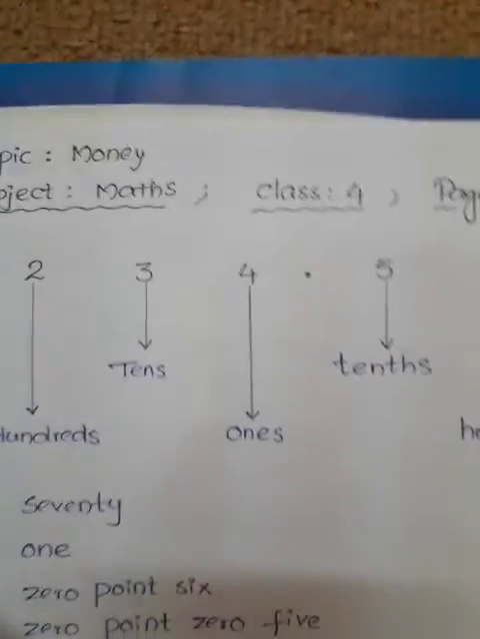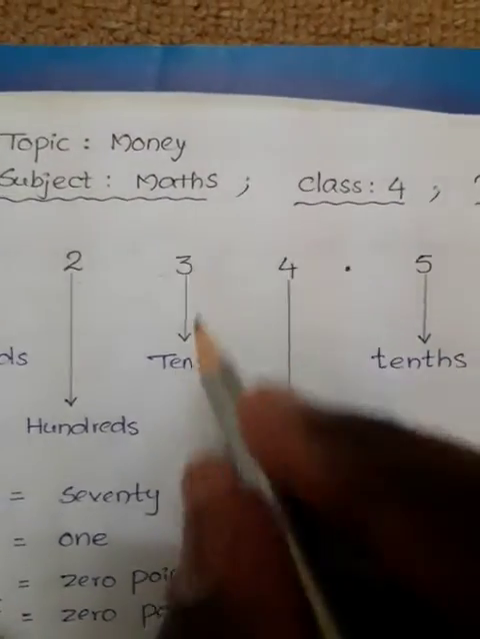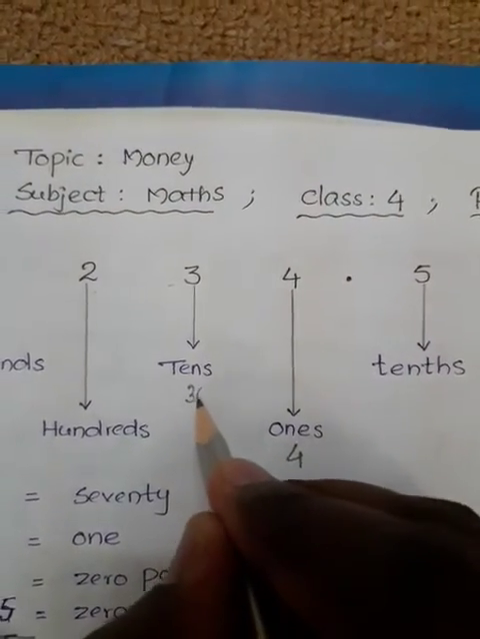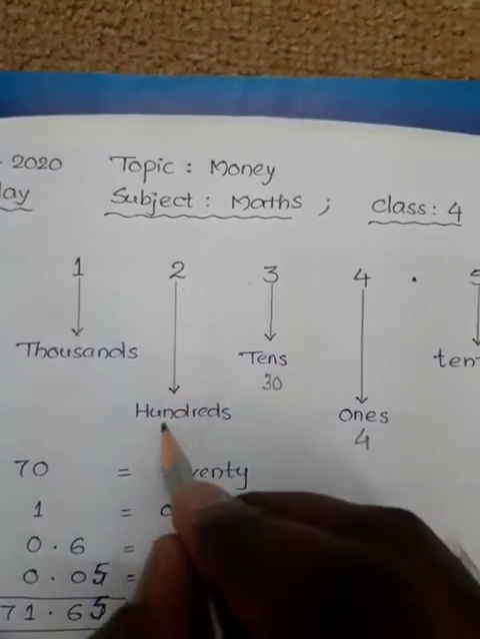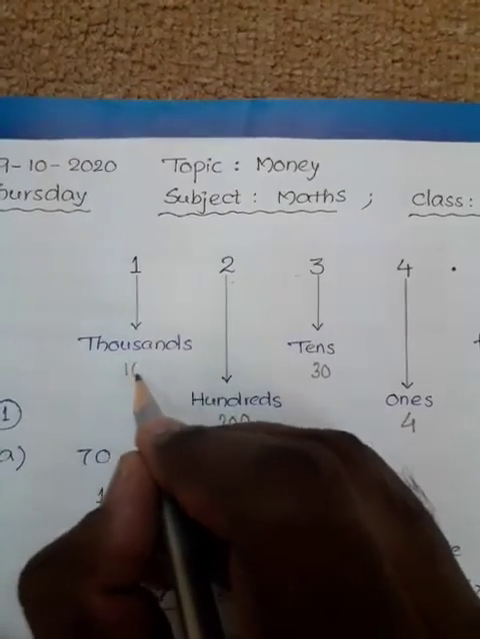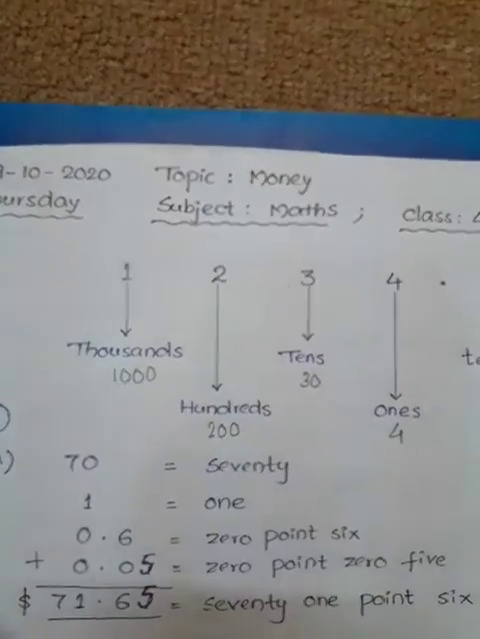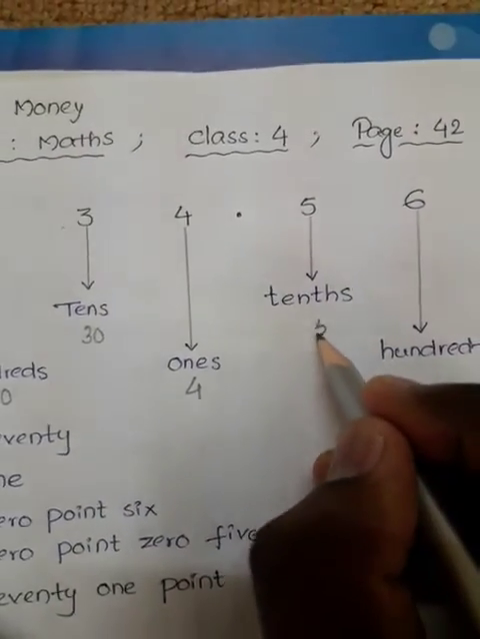Why do we call it tenths? If I ask you the value of 4, what is the value of 4? You know that it is 4 only. What is the value of 3? You know that it is 30, right? Because 3 is in the tens place, so 30. What is the value of 2? It is 200, because it is in the hundreds place. What is the value of 1? It is 1000. Right? You know that we learned value already. But this one, tenths, write the 5 as it is.